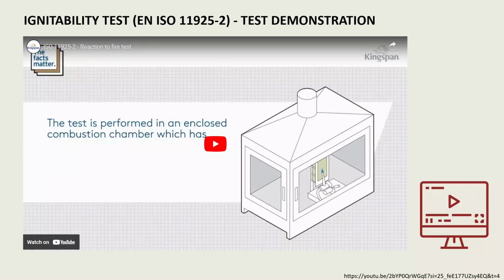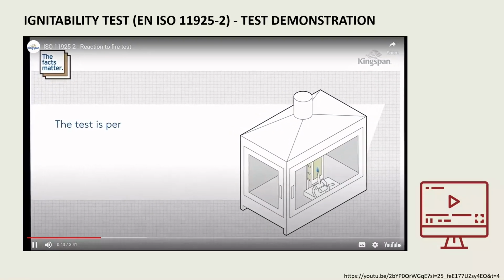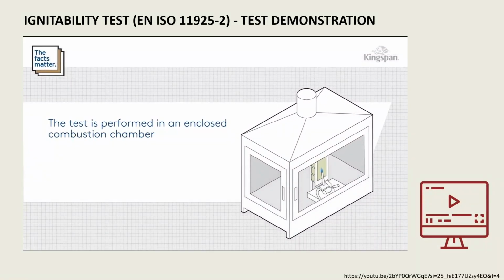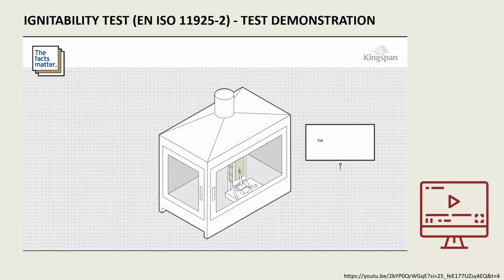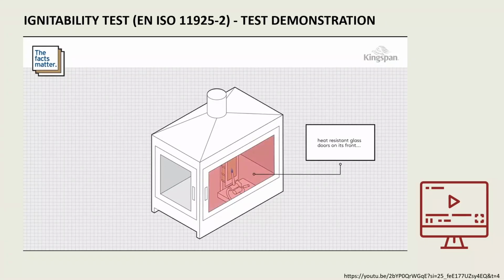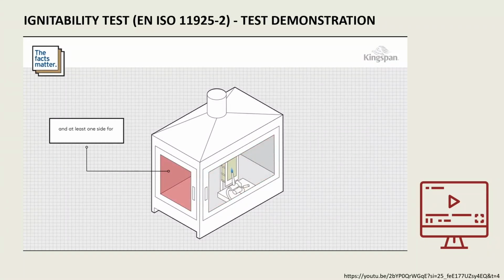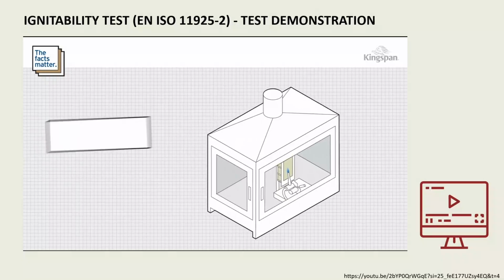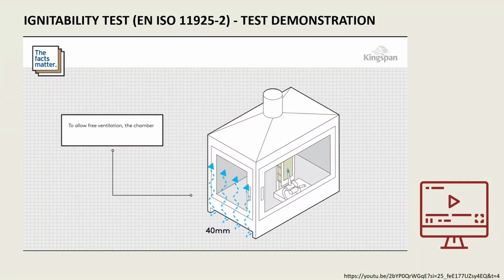Here is a demonstration of the procedure used to perform the ignitability test following the EN ISO 11925-2 standard. The test is performed in an enclosed combustion chamber which has heat-resistant glass doors on its front and at least one side for access and observation. To allow free ventilation, the chamber sits on 40mm high supports which provide an air gap on the lateral side.